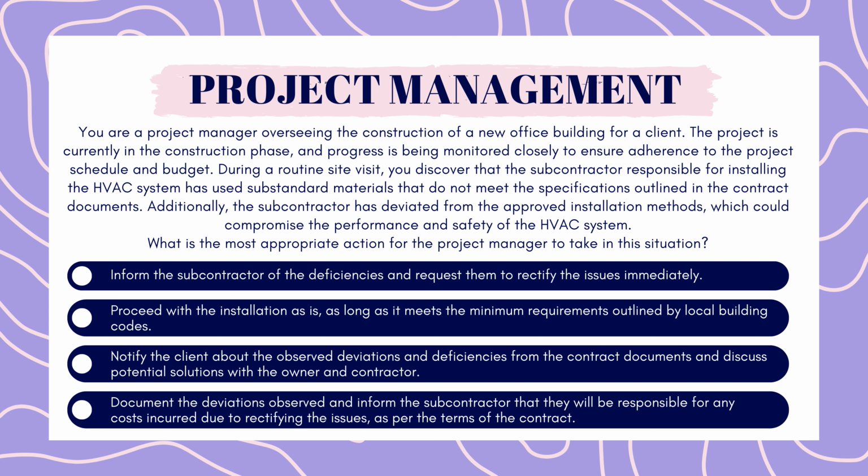Inform the subcontractor of the deficiencies and request them to rectify the issues immediately. Proceed with the installation as is, as long as it meets the minimum requirements outlined by local building codes. Notify the client about the observed deviations and deficiencies from the contract documents, and discuss potential solutions with the owner and contractor. Document the deviations observed and inform the subcontractor that they will be responsible for any costs incurred due to rectifying the issues as per the terms of the contract. Pause here to answer.